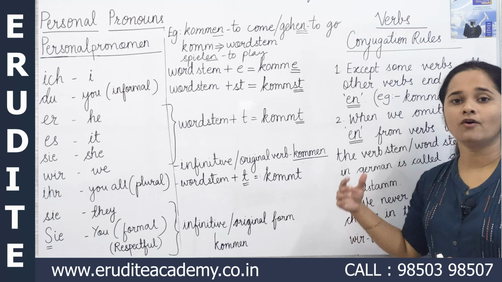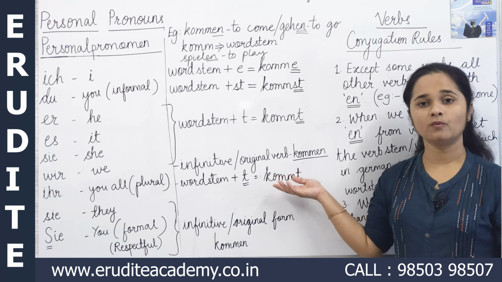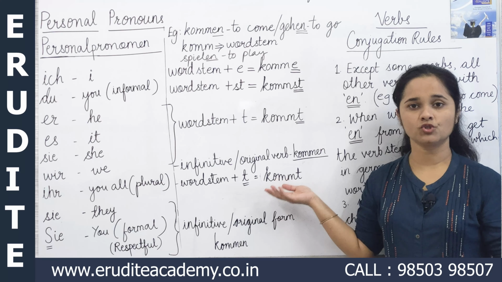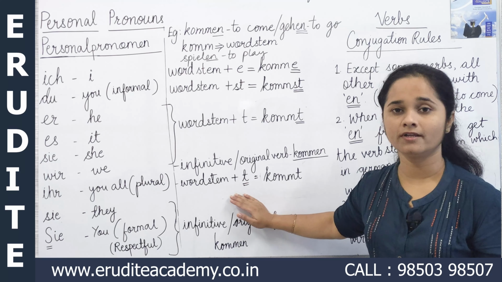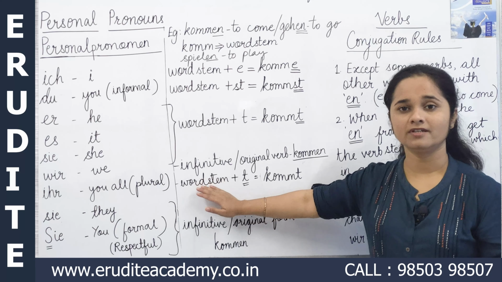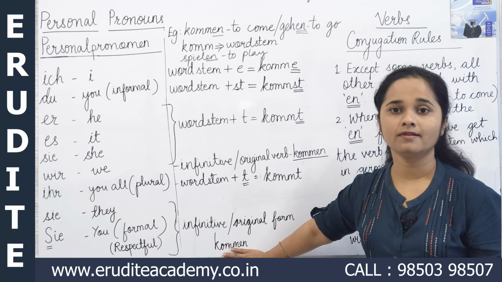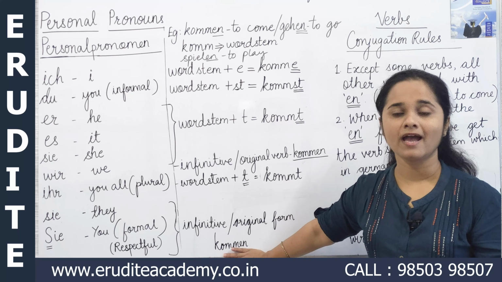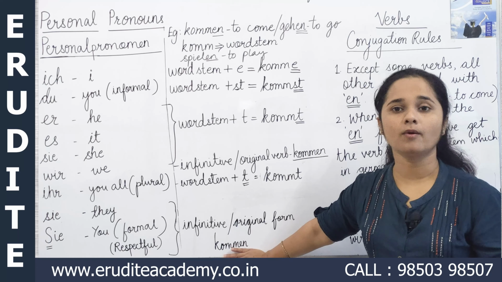Then as I mentioned in the last point, for the wir and sie forms, I will be writing my verb as it is. That means whichever verb I learn in German will always have the same word, the infinitive form, for the wir and sie forms. So if you are learning a verb in German, that means you are already learning the conjugations for the wir, that is we, and sie, that is they, and Sie, you in the formal form.